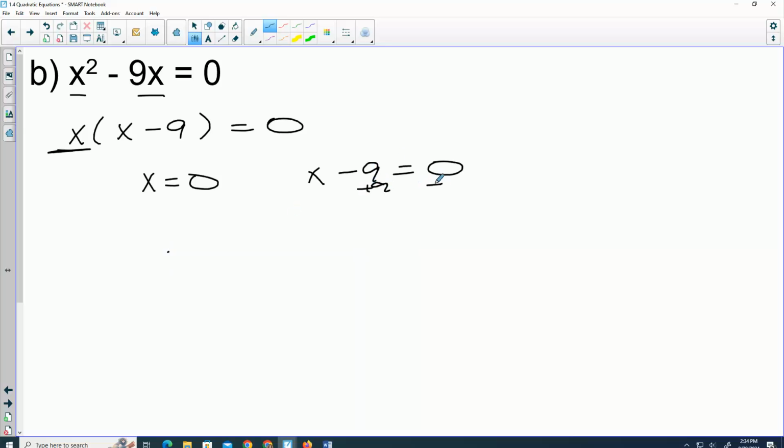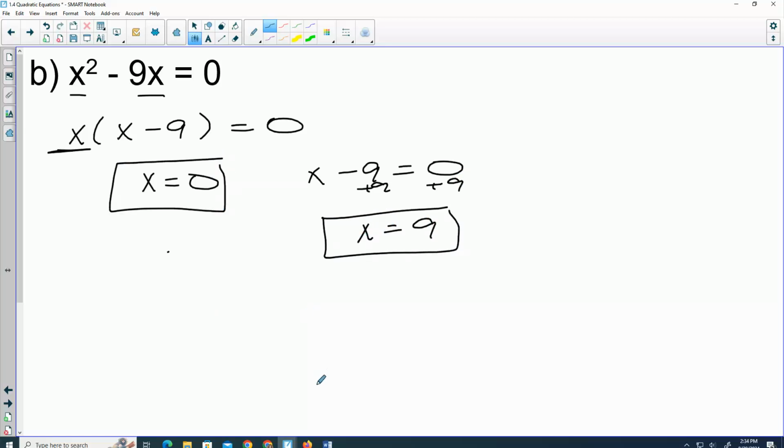Add your 9 over. We get 9. I'm not too picky. You might remember writing them, did you do solution sets last year? So we can write them in solution sets, and we'll see that a lot. I'm not going to count it wrong if you just say x equals 0 and 9. Okay, that shows me you know what you're doing. But don't be surprised if I write things in solution sets sometimes too.